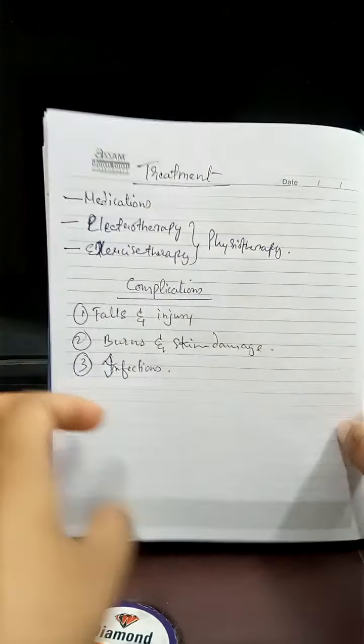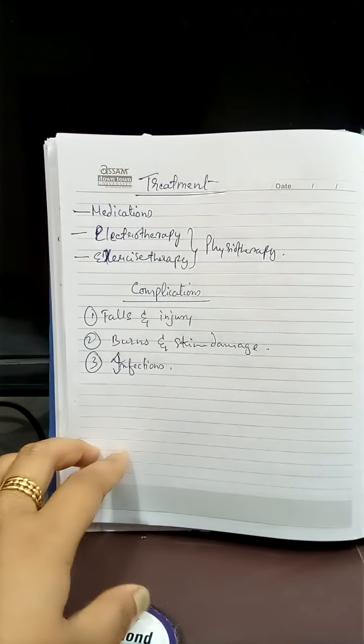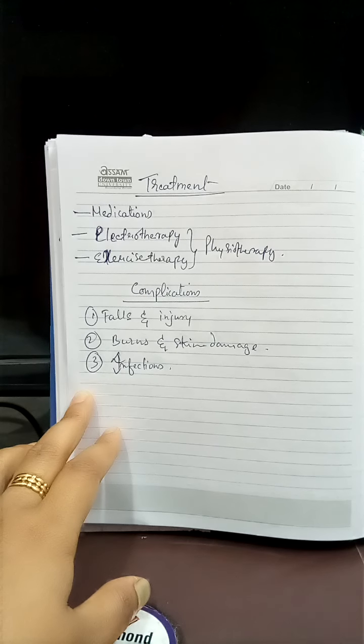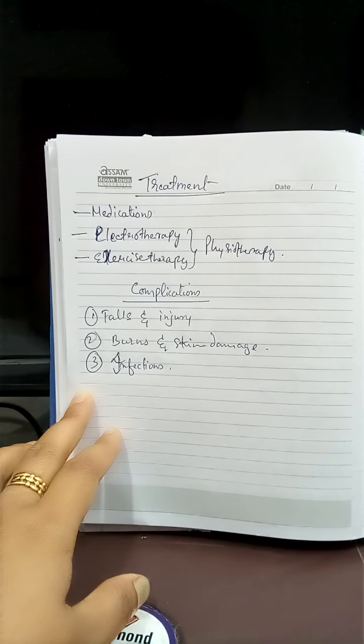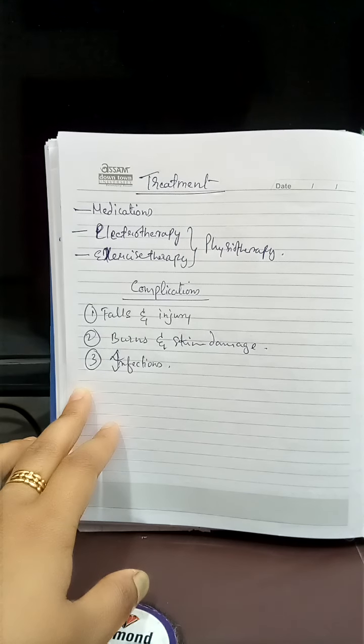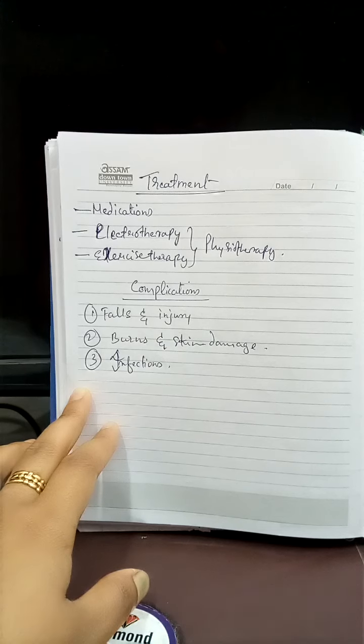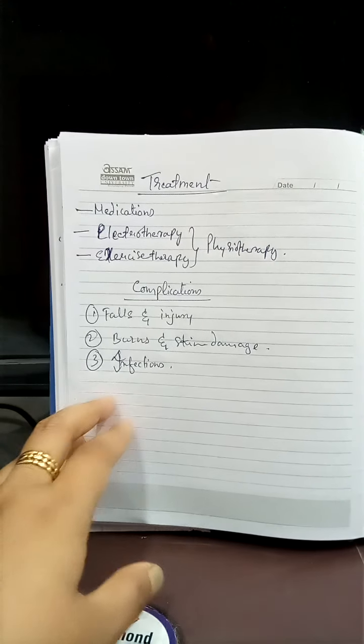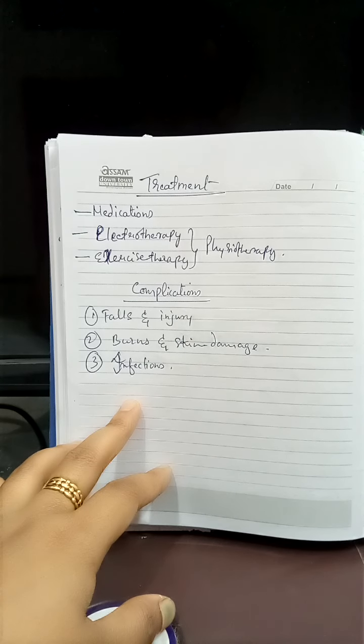Next is complications. The first complication is falls and injuries. Due to muscle weakness there will be lack of balance and lack of coordination. Due to this, falls and injuries are common in polyneuropathic patients. So this is our first complication.